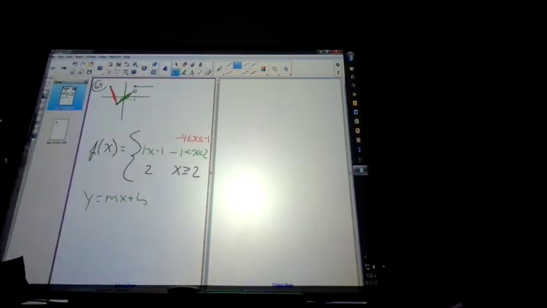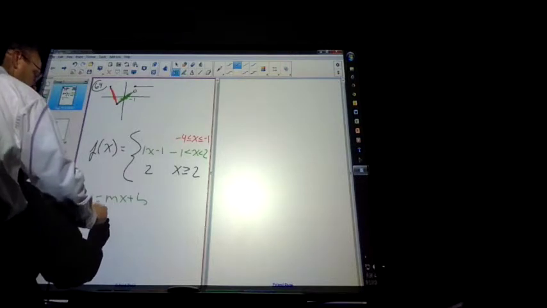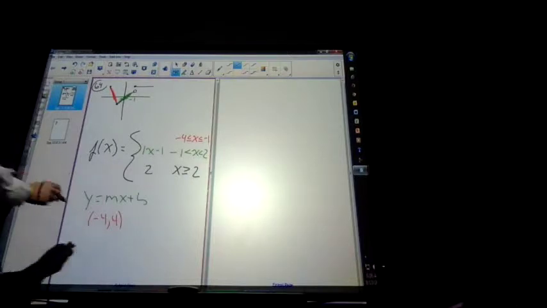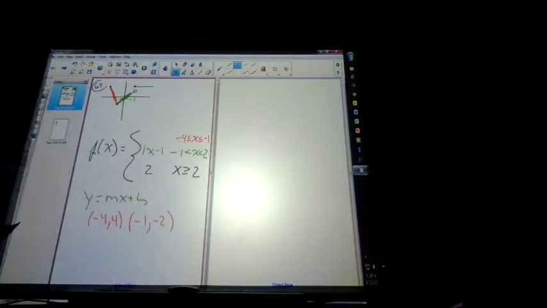Red line's this. I have 2 points given. It looks like I have (-4, 4) as 1 point, and I have (-1, -2) for the other point. Is that okay? So here's our 3 steps.